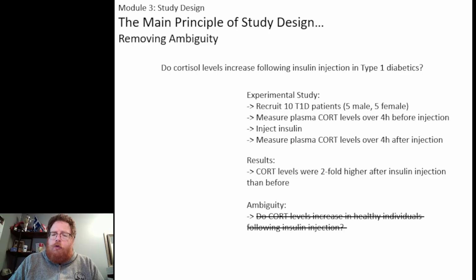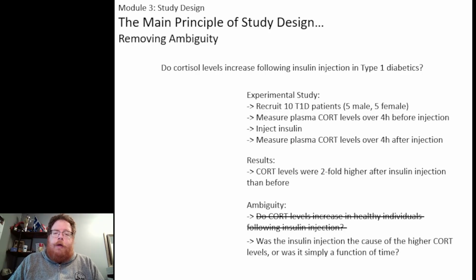So that was not the ambiguity. What I think the ambiguity was here was that we don't know, based on the experimental study design, whether the insulin injection was actually the cause of the higher cortisol levels or whether it was simply a function of time. Because how do we know that cortisol levels don't just vary naturally over the course of the day? And so they happen to have been lower during the period before the injection, and maybe they were just going to rise naturally during the period after the injection, and we just happen to give the injection in between.